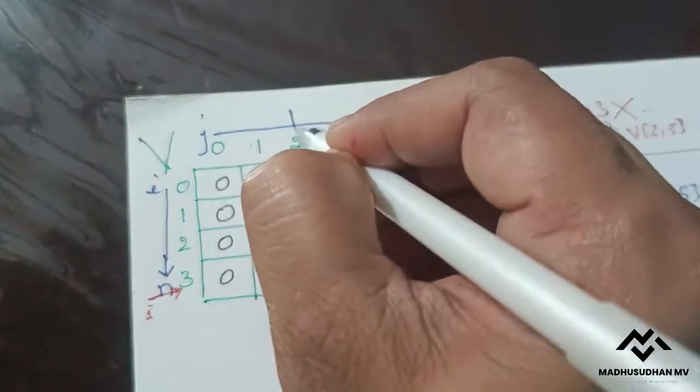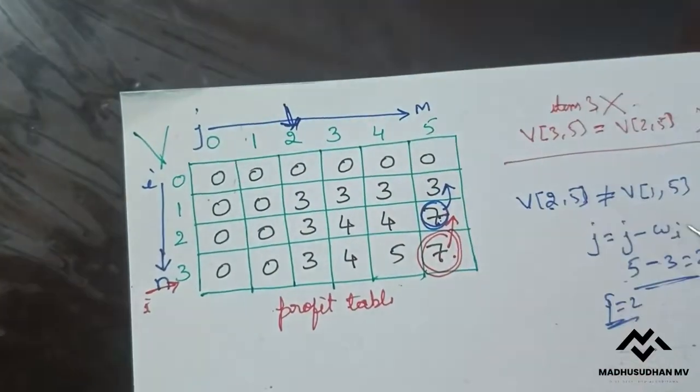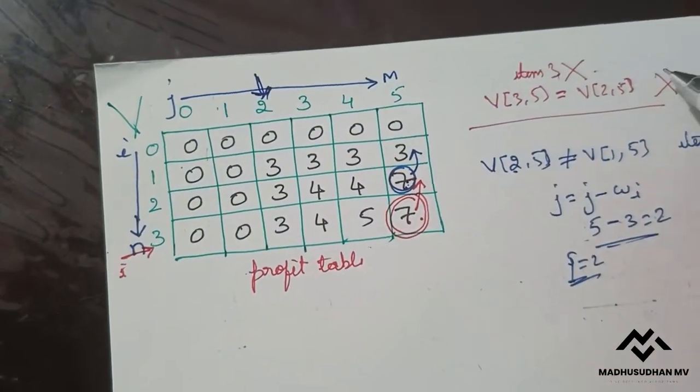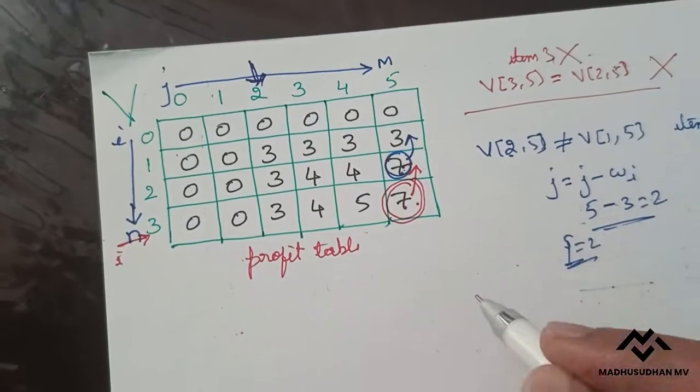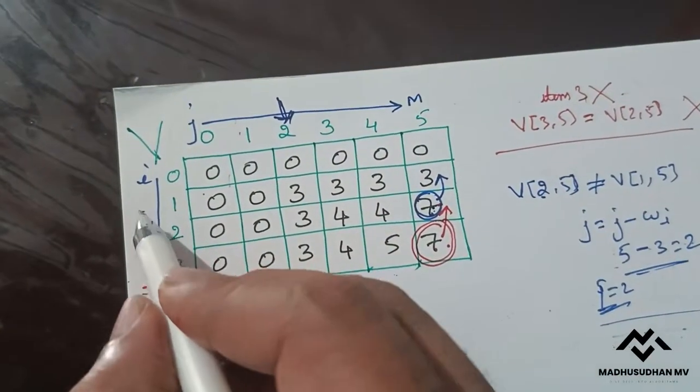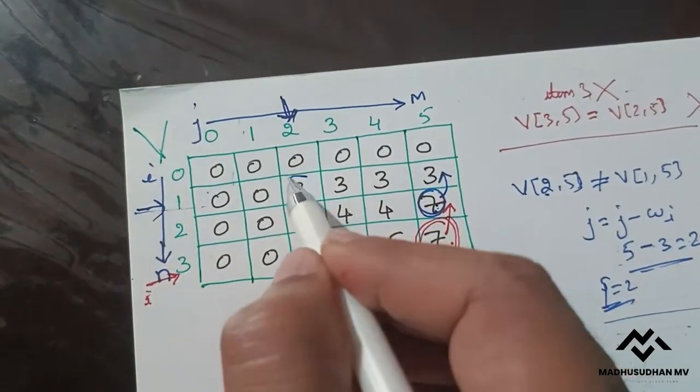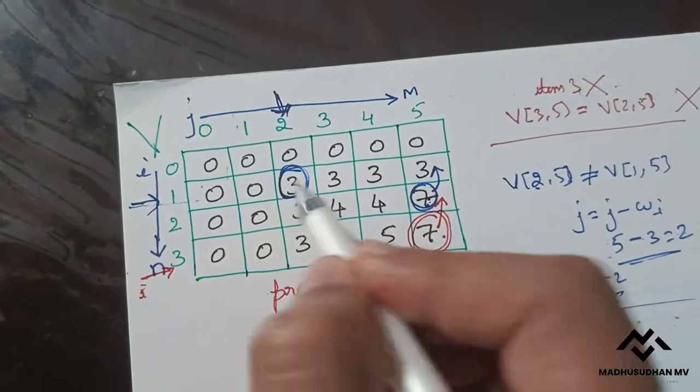Now come to the j equal to 2 column. Now I come to this column, and since item 3 is not selected, we check item 1. So come to item 1. Here in this case, that means this one, where it is intersecting.